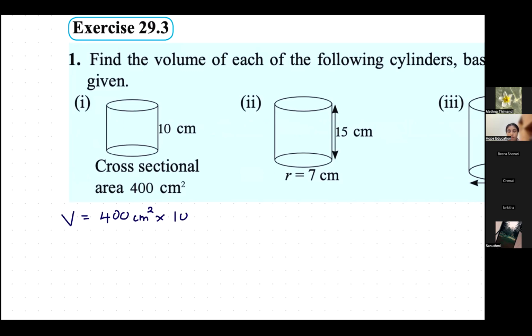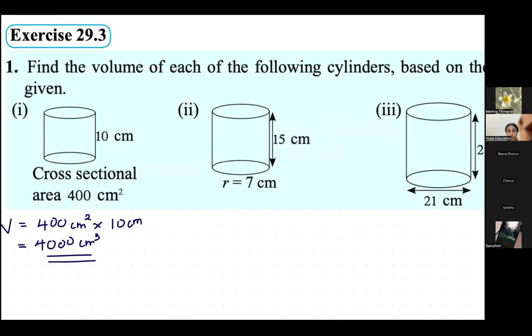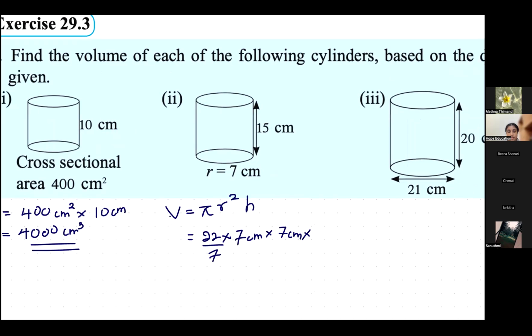So you get 400 multiplied by 10, 4,000 cubic centimeters. Then we have to calculate, right? So volume equals pi r squared multiplied by h, pi r squared h. So pi is 22 over 7. Radius is 7 centimeters. Now this is r squared, right? So 7 දෙකක් multiply වෙන්න ඕනේ. Height is 15 centimeters. So 7, 7 cancel වෙනවා.